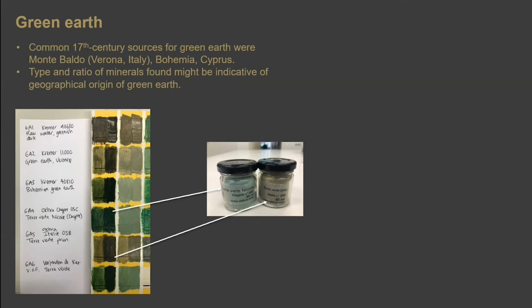The green earth from Cyprus is very intense in color and gives this beautiful dark green when bound in linseed oil. However, other than the optical properties, the type and ratio of minerals found in the pigment might be indicative of the geographical origin of the green earth.